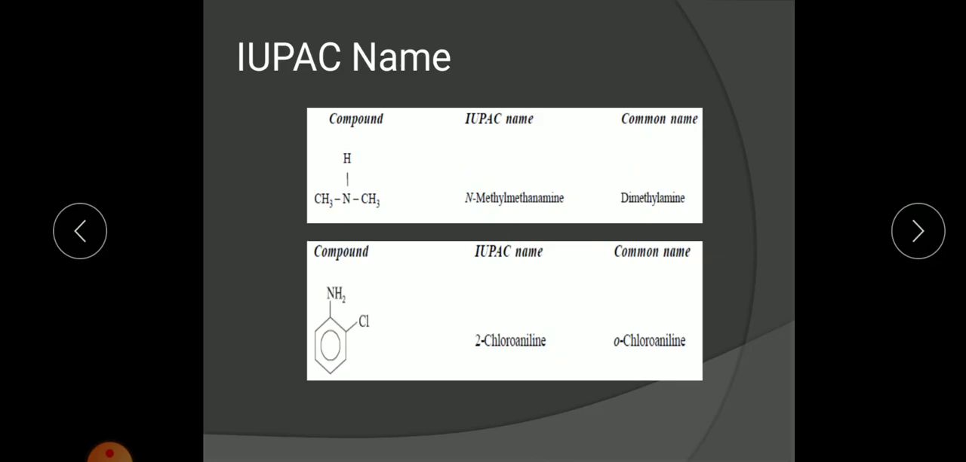If we have this compound, a secondary amine, CH3NHCH3, what we do is, one methyl is attached to nitrogen, so we write N-methyl, and the other as methanamine because of one carbon atom. Or we can call it dimethylamine because we have two methyl groups on the amine group. Similarly, if you have an aromatic compound, how do we name it? With respect to the ring positions 1, 2, 3, 4, 5, 6, we can call it 2-chloroaniline because a benzene ring with NH2 is aniline, or we can call it ortho-chloroaniline. Both are correct. So this is how we can name amine compounds.